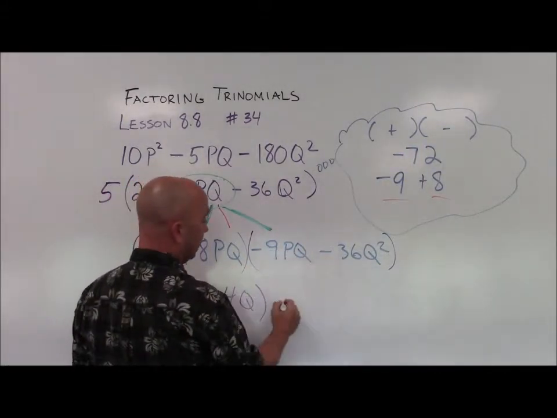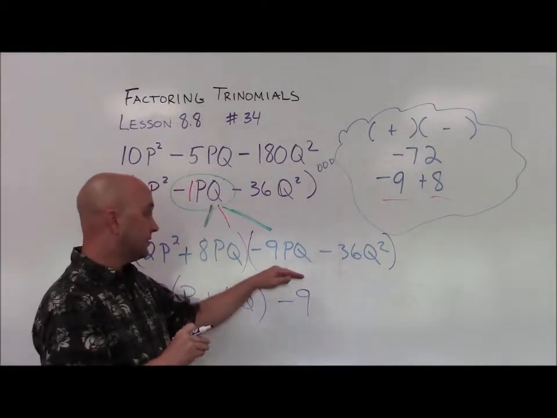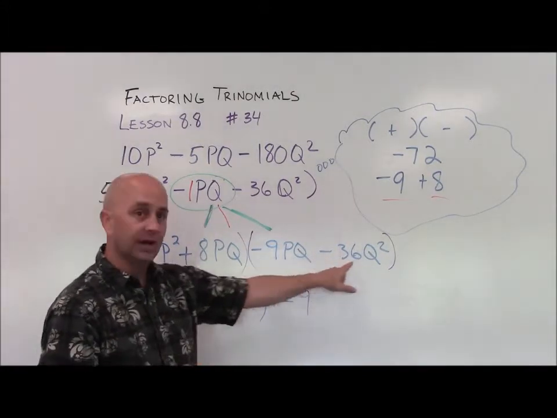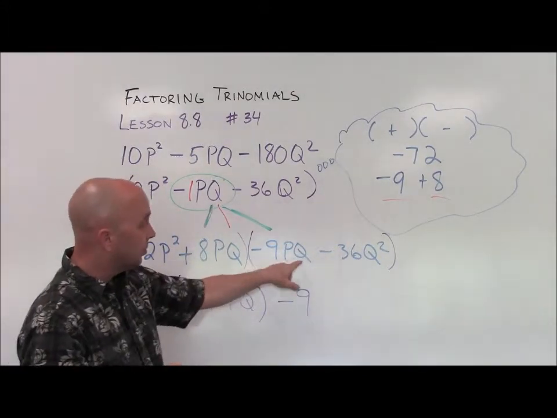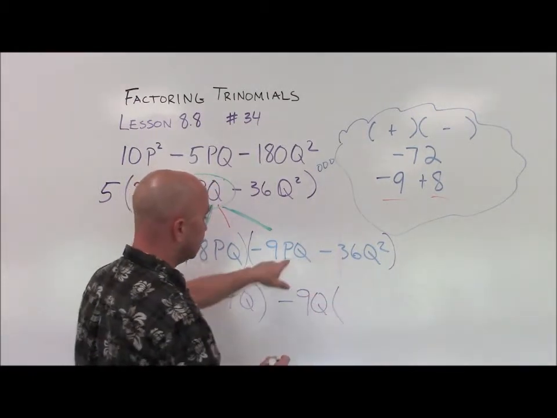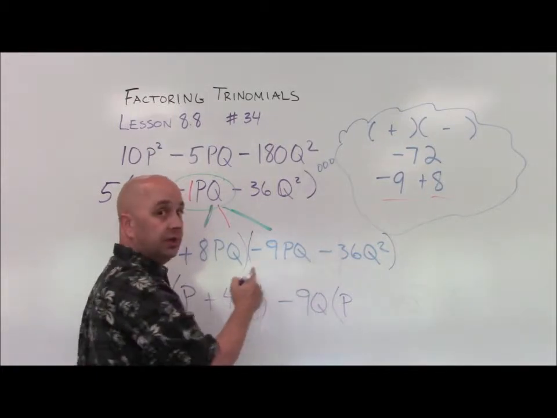Then over here, we pull out a negative number. Since I have a negative in both terms, I want to pull out a negative 9. That's the biggest number I can pull out, a 9 and 36. And I can also pull out a q. And what that's going to leave me with is a p here. Negative 9q times p is negative 9pq.